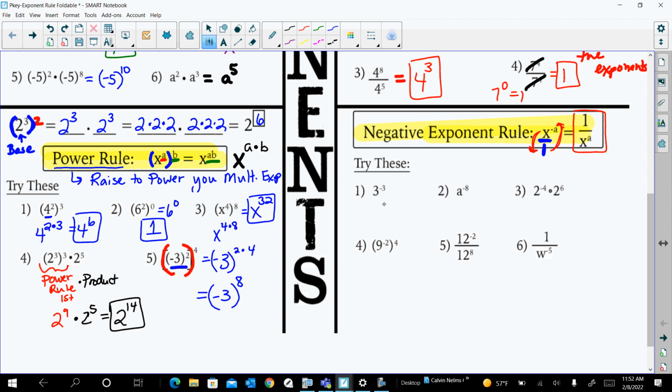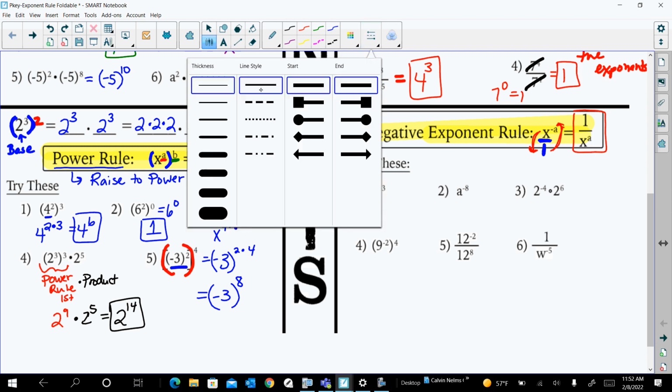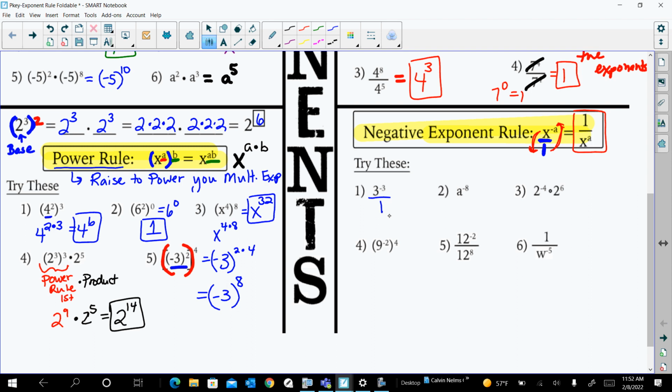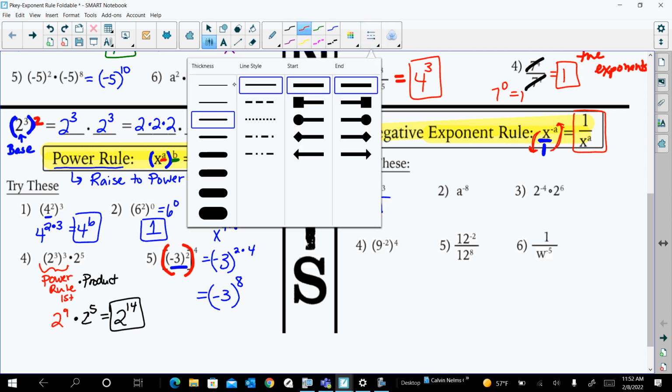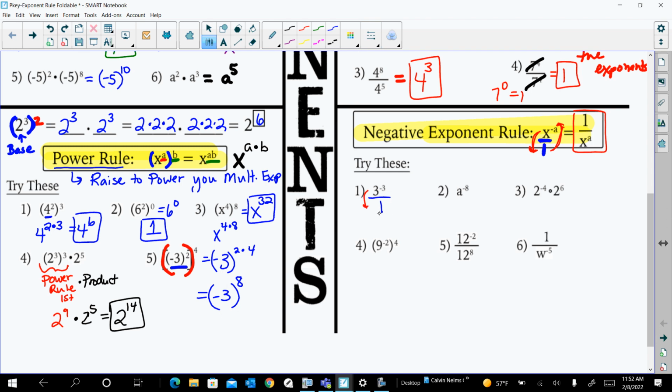So we have a base of 3 to the negative 3. We're first going to put that over 1, like such. Then you're going to flip it to make it a positive exponent. So when I flip it, I would write 1 on the top and 3 to the third power on the bottom. 3 to the third power, this would reduce to 1 over 27. So simplify it when possible.